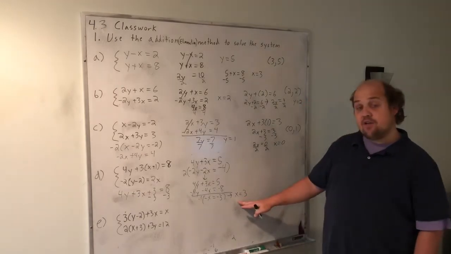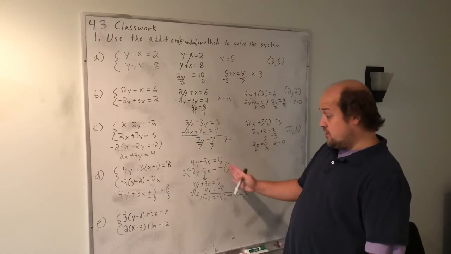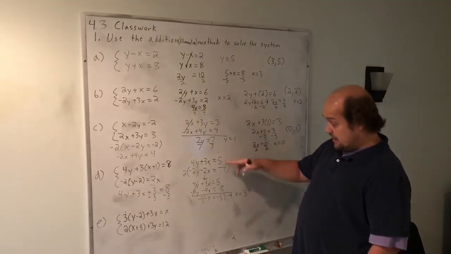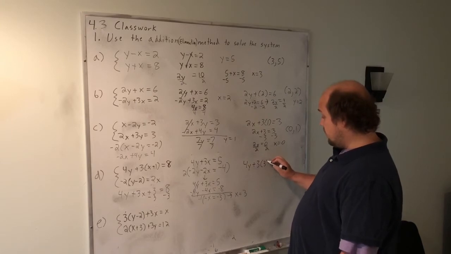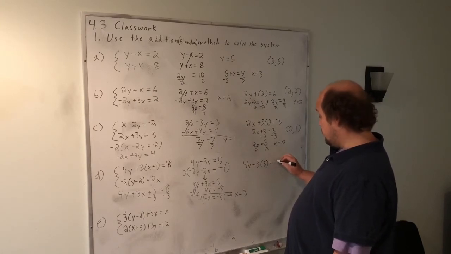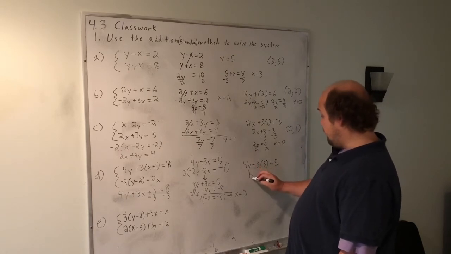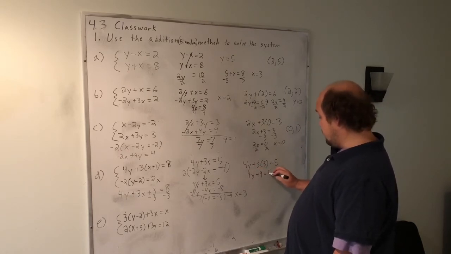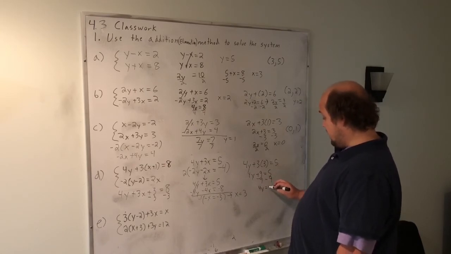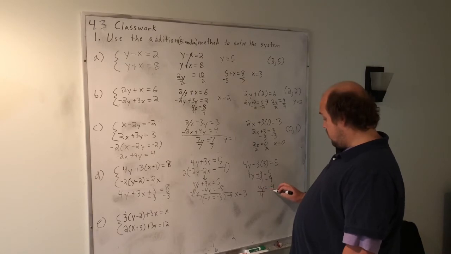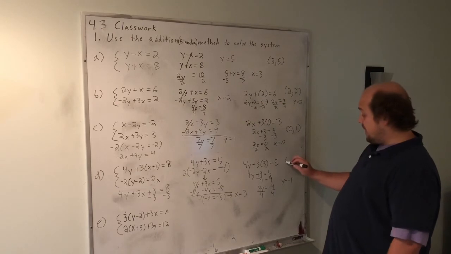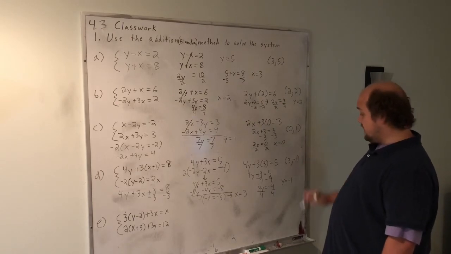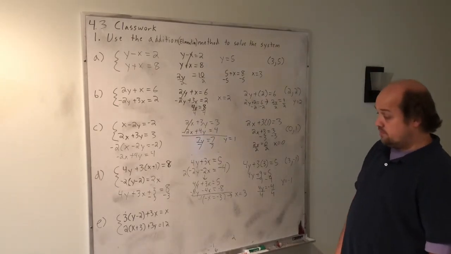Now that I have a value for x, I can plug it back into any equation to solve for y. I'm going to plug it back in here. So I get 4y plus 3 times 3 equals 5. That gives me 4y plus 9 equals 5. If I subtract 9 from each of these, then I get 4y equals negative 4, which means y equals negative 1. So I get the point x equals 3, y equals negative 1 as my solution.